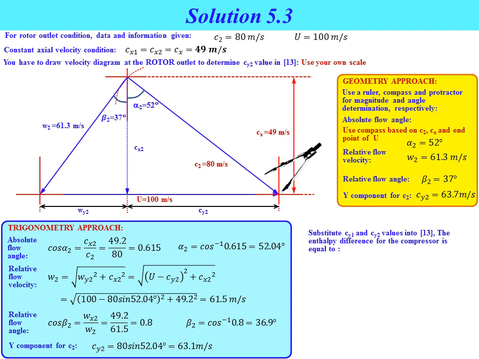Okay, in order to determine the static enthalpy difference, substitute the Cy1 and Cy2 values into equation number 3 into equation 13. So the enthalpy difference for the compressor is H3 minus H1 equal to U multiplied by Cy2 minus Cy1. So substitute all the information that we already obtained. So the enthalpy difference H3 minus H1 equals 5437 joules.